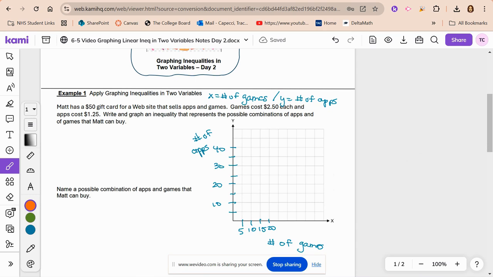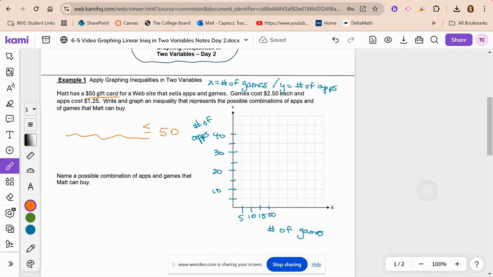Okay, so we're going to start with this $50 gift card. So this is going to go on the right. This is what Matt has. So anything going on over here has to be less than or equal to 50. He can spend 50 and he can spend less than 50, but he can't spend more than 50.